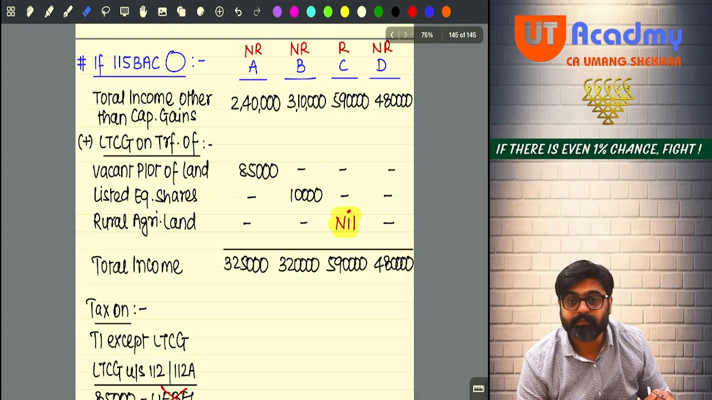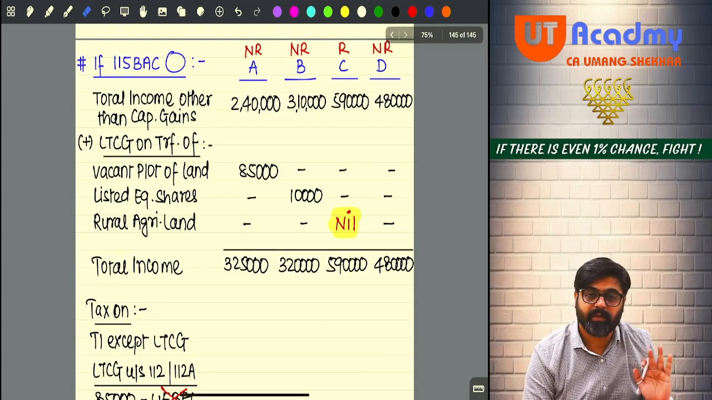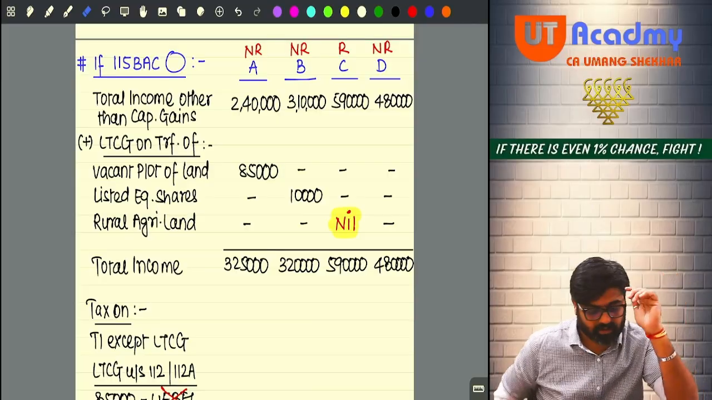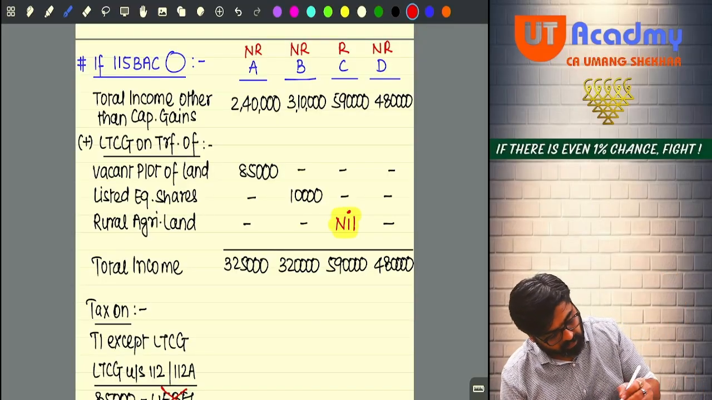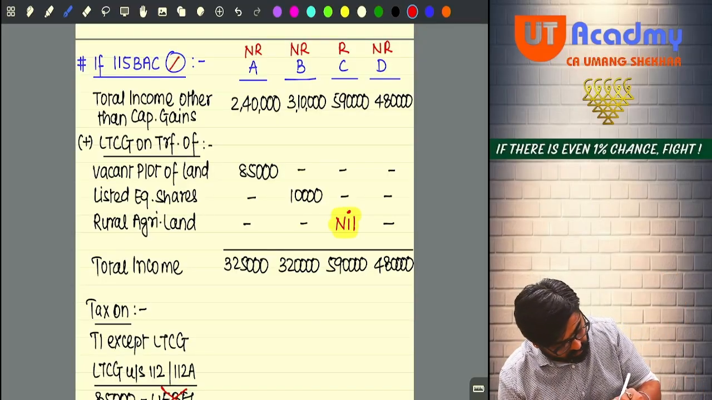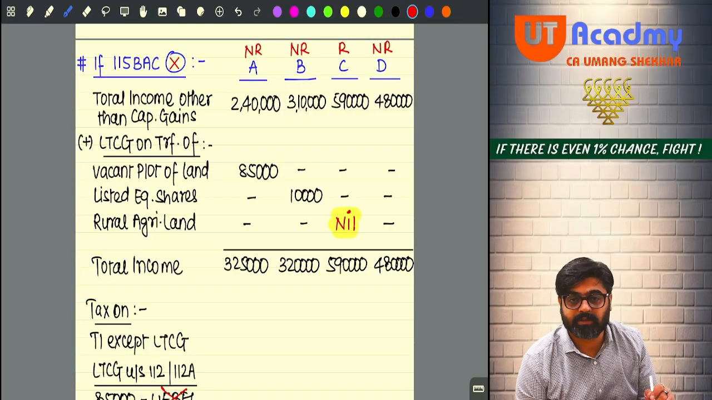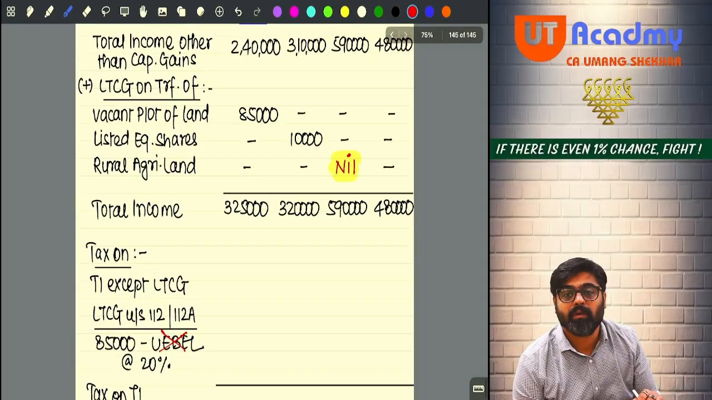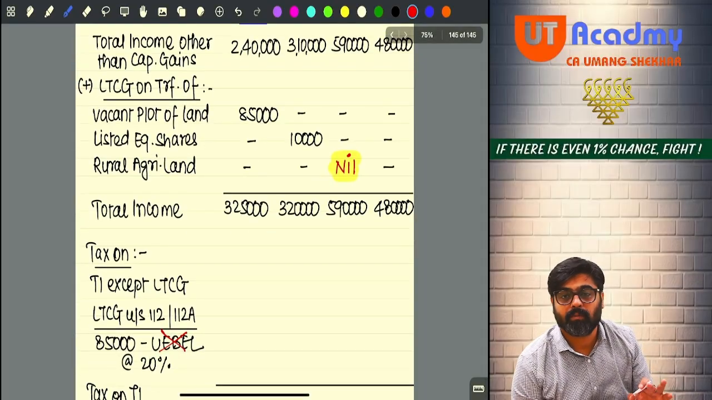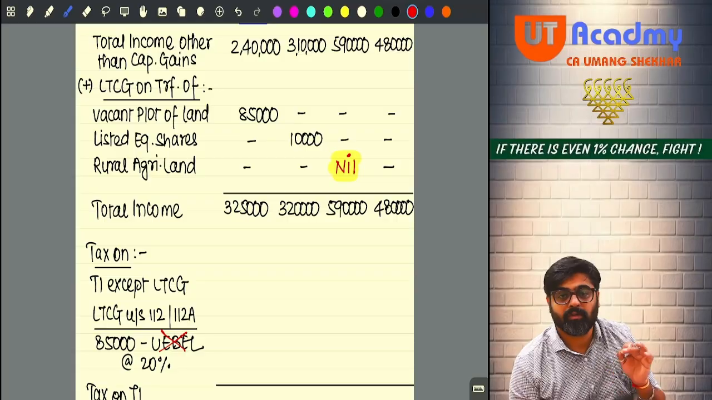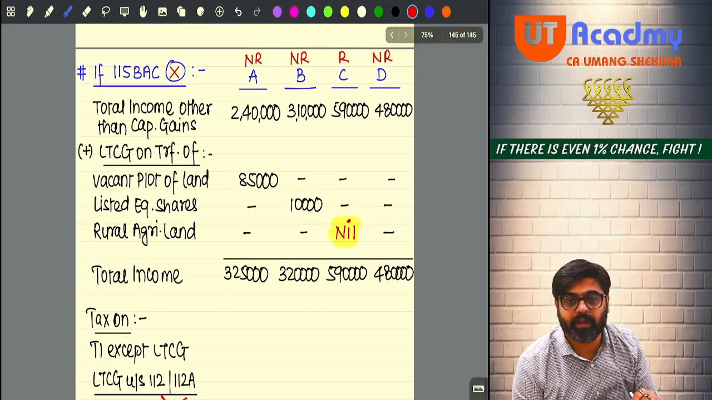Shall we start? The total income and everything, total income remains the same. There is no change. But now I am not following 115BAC. Yes or no? Now normal tax rates must be applied on tax on normal income. Okay, no? So what is my total income except LTCG in the first case?